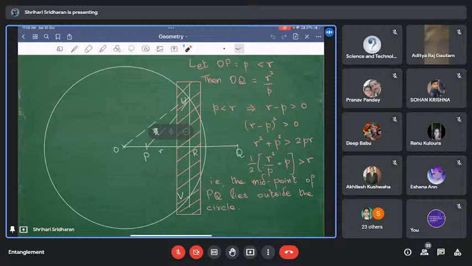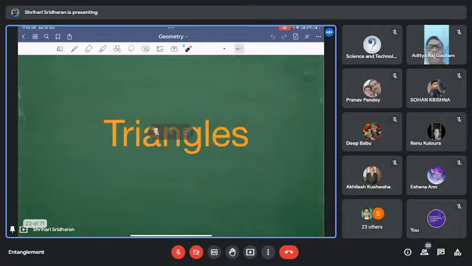Let's look at another picture. Triangles. I'm pretty sure you would have heard a lot of types of triangles. You have the right angle triangle wherein one of the angles is 90 degrees. You have acute angle triangles where all three angles are necessarily less than 90 degrees. You have obtuse angled triangles, which means one of the angles in the triangle is bigger than 90 degrees. This is with respect to angles.